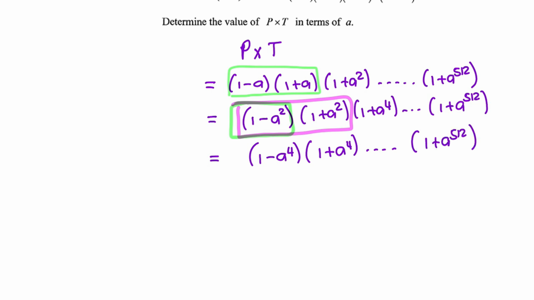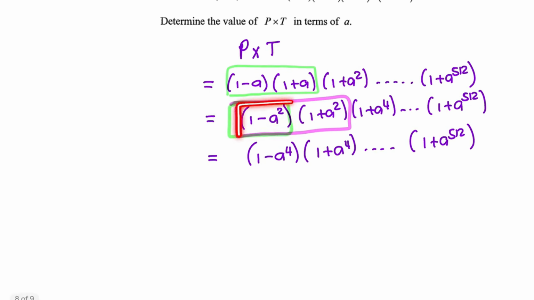So what I'm noticing is if I multiply P with T, the first two brackets create a difference of two squares. Then if I take that result and I multiply it with the next bracket, which is 1 plus A squared, I also have a difference of two squares. And that will continue all the way up until the last bracket. So I'm spotting a little pattern here.